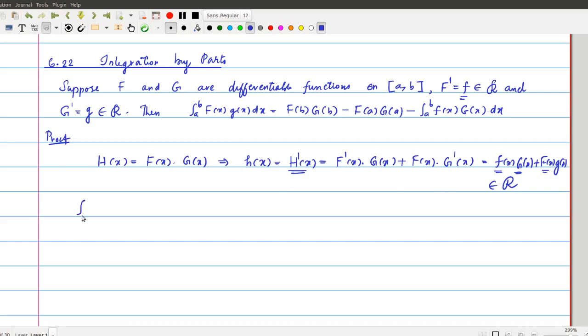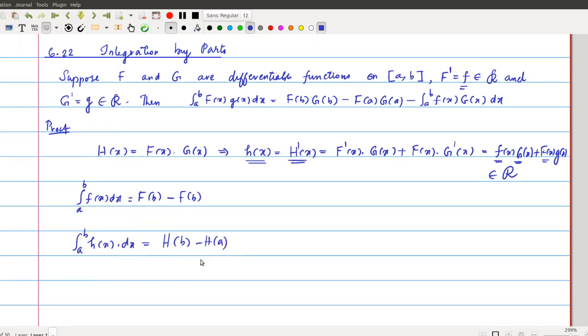We have already proved a theorem, the fundamental theorem of calculus, that gives integral a to b f of x dx equal to f of b minus f of a. We apply this theorem for this function small h of x. Then that will be integral a to b h of x dx. By that theorem, that is capital H of b minus capital H of a.